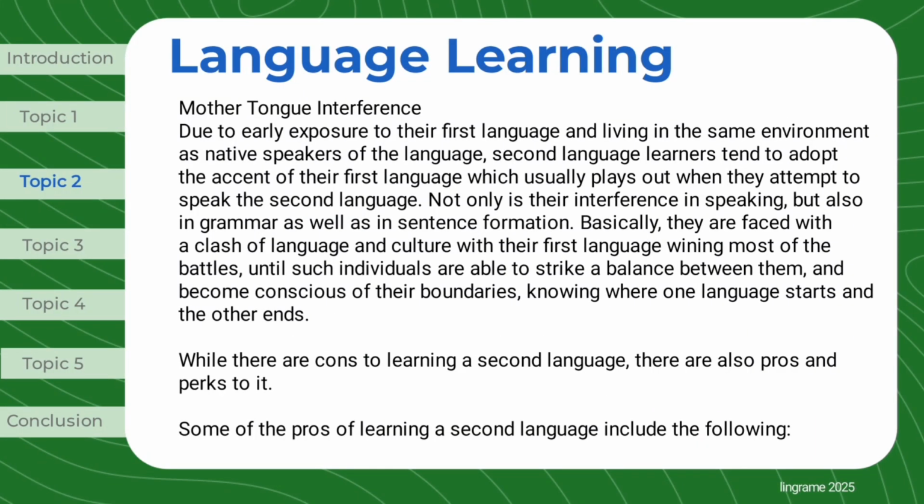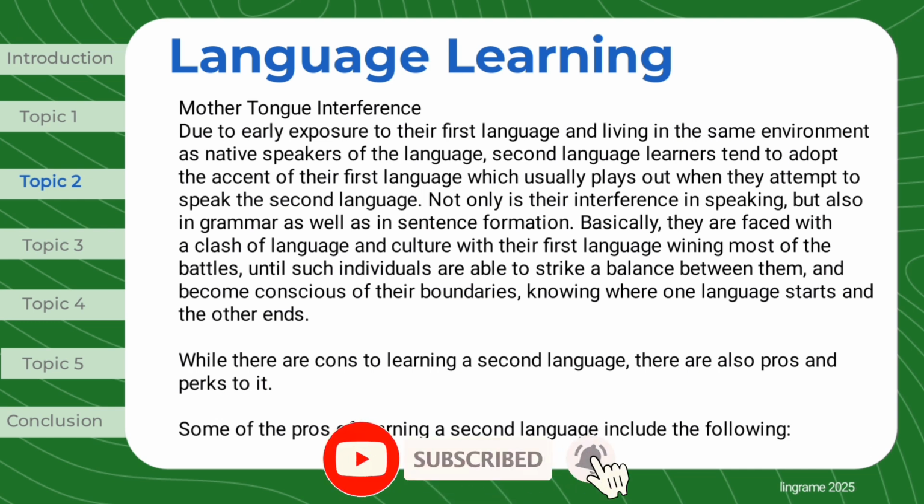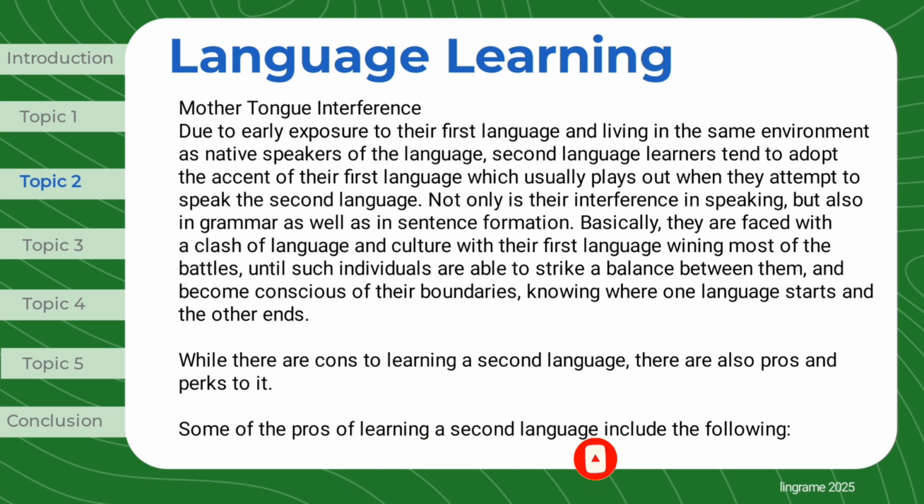Mother tongue interference. Due to early exposure to their first language and living in the same environment as native speakers of the language, second language learners tend to adopt the accent of their first language, which usually plays out when they attempt to speak the second language. Not only is there interference in speaking, but also in grammar as well as in sentence formation.